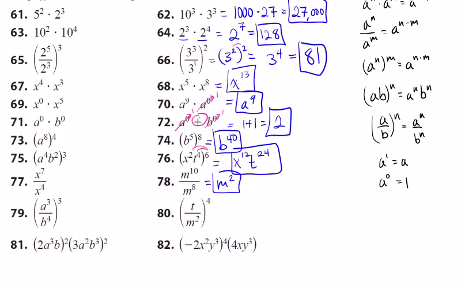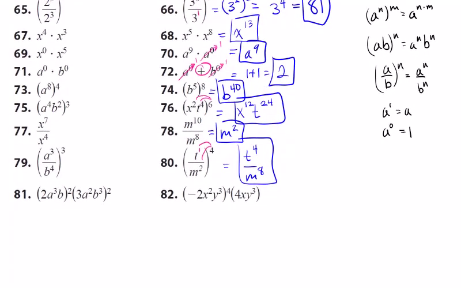And number 80, nothing to do inside the parentheses, so there's nothing to simplify there, so we're going to use the power of a quotient rule and distribute. We have to remember there's an invisible 1 there with the t. So we're going to have a t on top, m on the bottom, but the exponents will change. 1 multiplied by 4 is 4, and 4 multiplied by 2, 2 multiplied by 4 is 8. Can't simplify that.